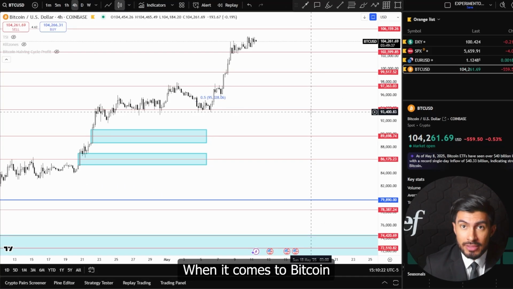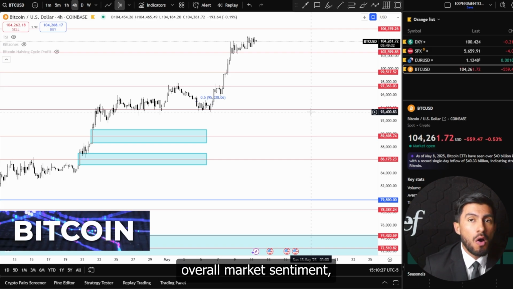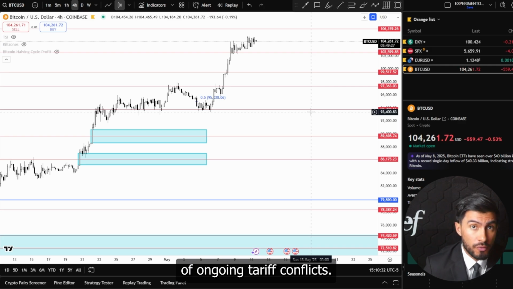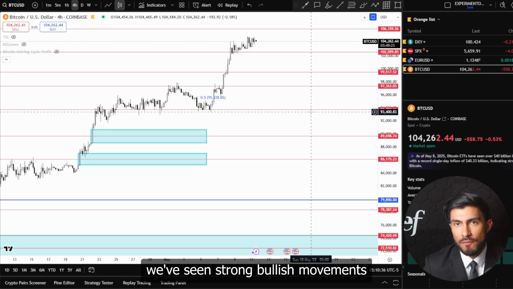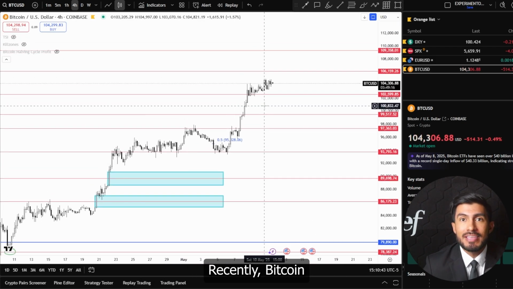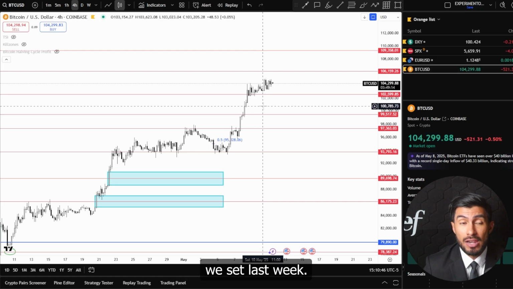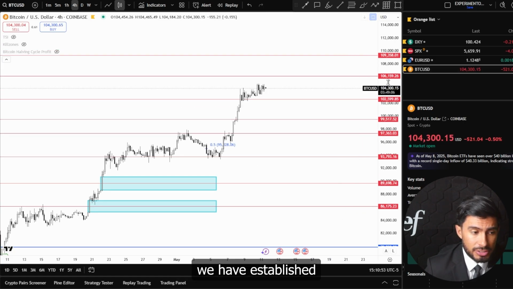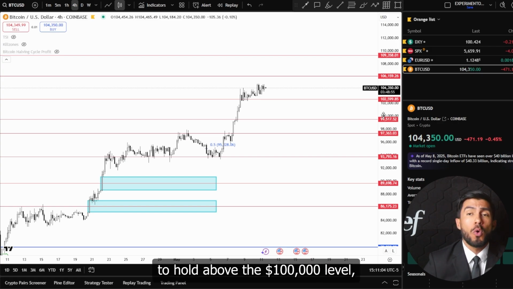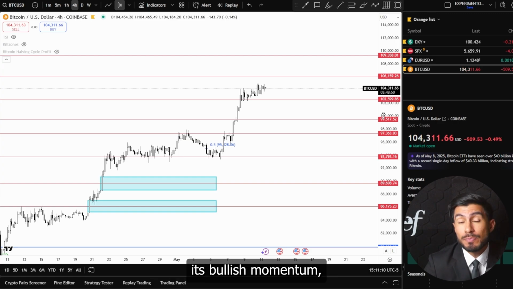When it comes to Bitcoin, one of the best assets to gauge overall market sentiment, especially in the context of ongoing tariff conflicts. That's why we've seen strong bullish movements each time there's progress or resolution in these disputes. Recently, Bitcoin has surpassed all the targets we set last week. Just to remind you, we have established this bullish objective at 102,599 USD. If Bitcoin manages to hold above the $100,000 level, it is highly likely that it will continue its bullish momentum, potentially aiming for a new all-time high.